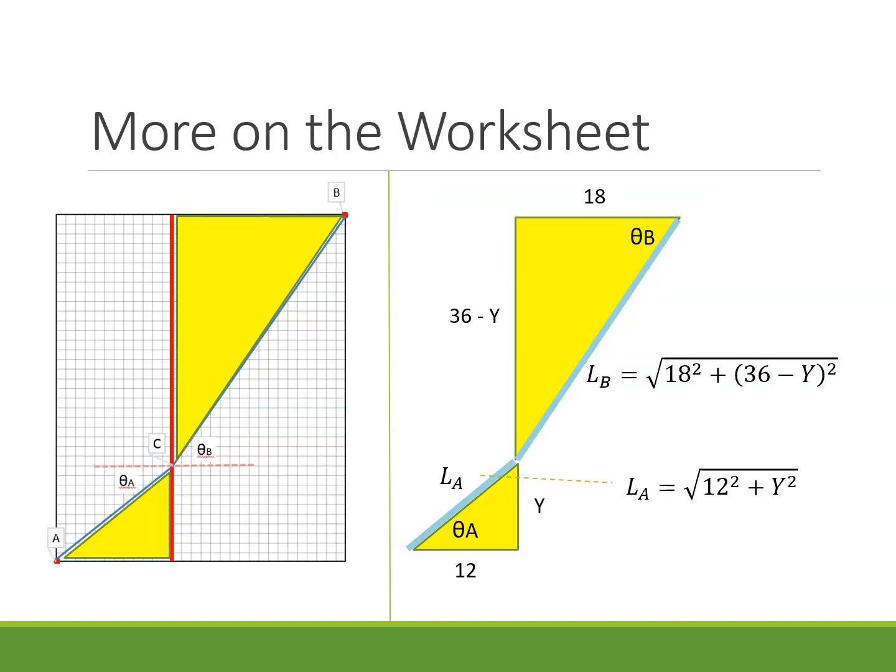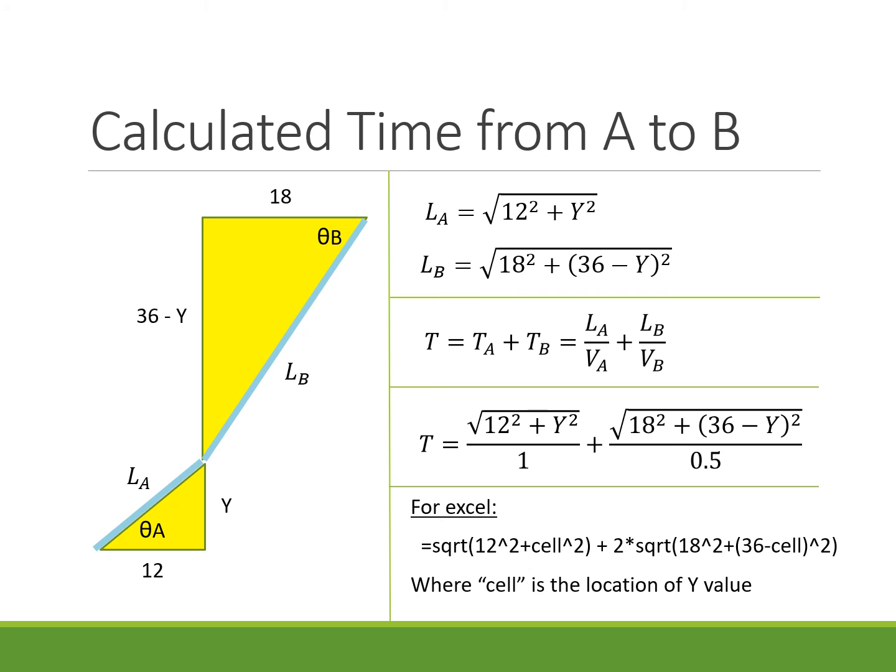So a little more about the worksheets. For a given point C, that is a certain y above the bottom of the worksheet, you can calculate the length in region A and the length in region B. Now, knowing the speeds we're using, which is 1 unit per second in region A, and 1 unit every 2 seconds, or 0.5 units per second in region B, we could also calculate the times as a way to compare our measurements.